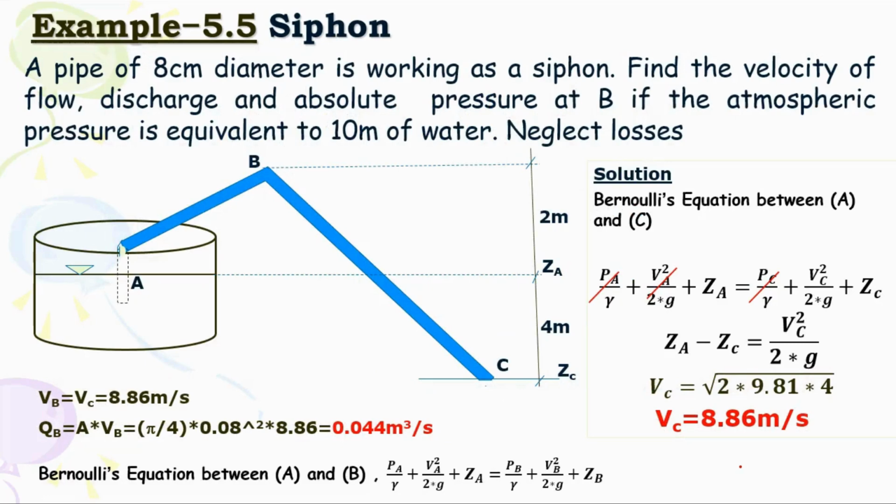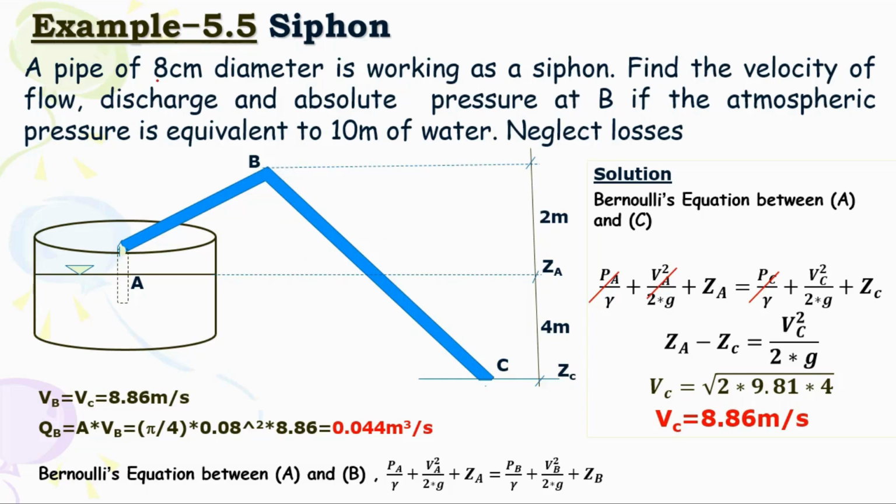So next example is example 5.5, Siphon. Sometimes water may flow out by siphoning action. If you have a hose pipe, you can take out water to the lower elevation by siphoning action. So let us see.